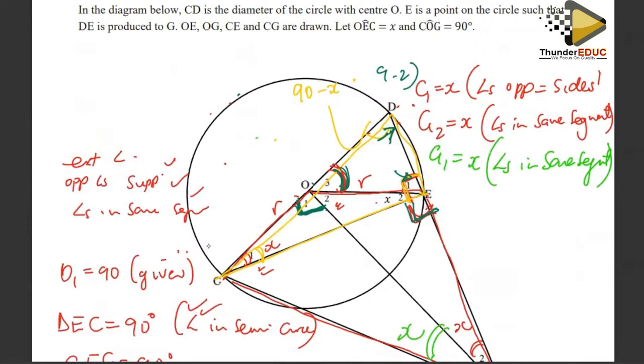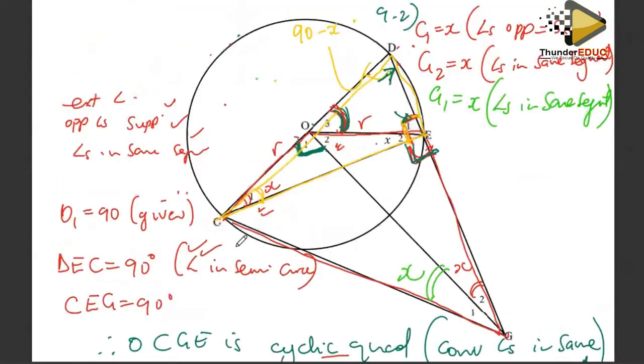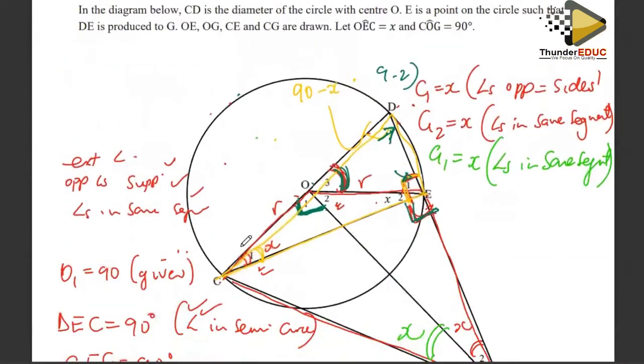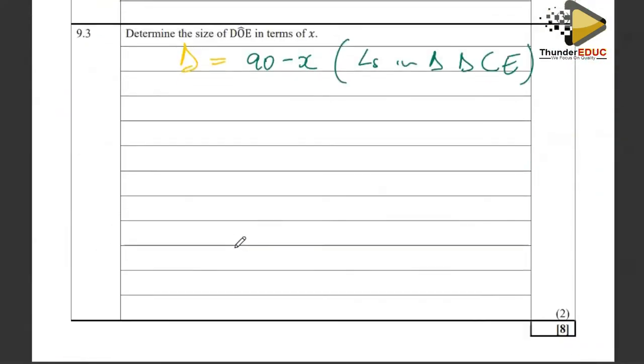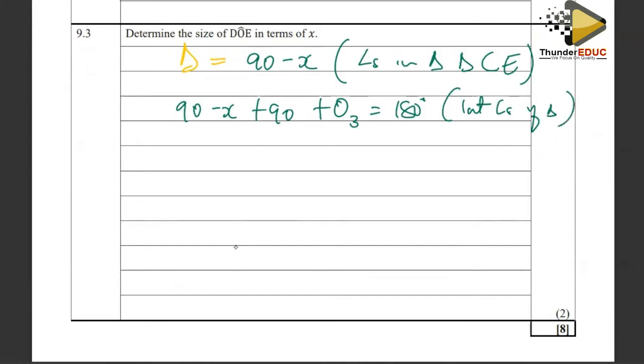Remember they said DOE, if I'm not mistaken, which is O3. If it's a 90 minus x, then I can say this 90 minus x plus 90 plus O3 gives me 180. So a 90 minus x plus a 90 plus O3 should give us 180, the interior angles of a triangle. So that's a 180, which is going to cancel out, meaning that O3 is going to be x.